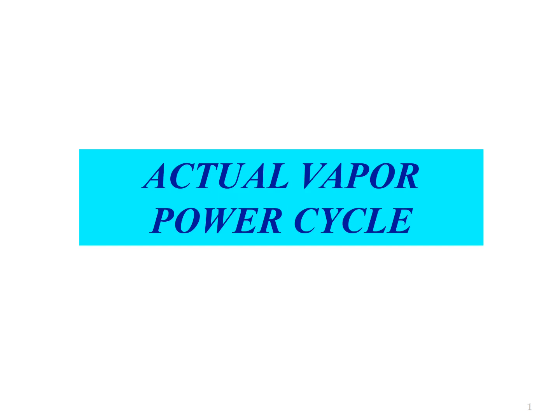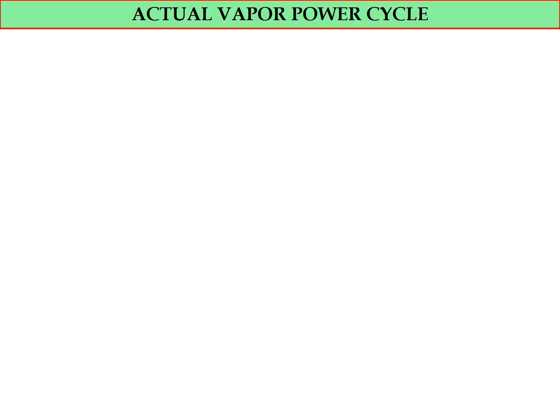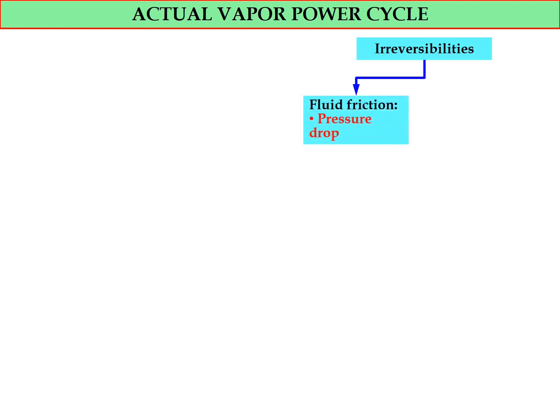So for part number 3, we will discuss the actual vapor power cycle, or the actual Rankine cycle. When we discuss the actual vapor power cycle, we need to consider the factor of irreversibilities, such as the fluid friction throughout the piping line in the steam power plant. This effect will cause pressure drop during the process, such as in the heat addition process and also the heat rejection process.